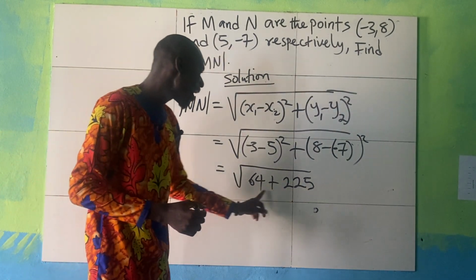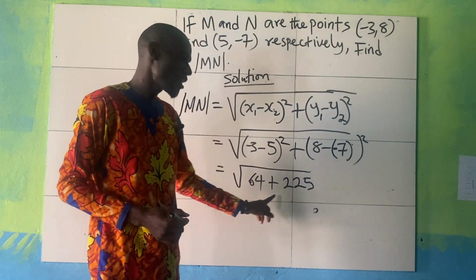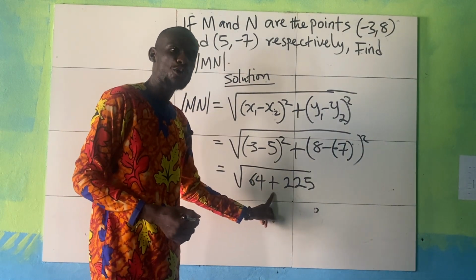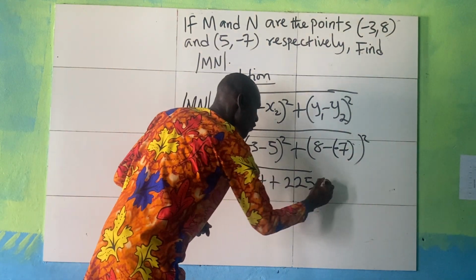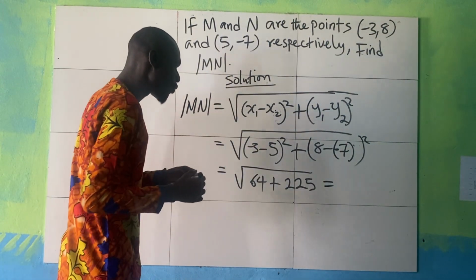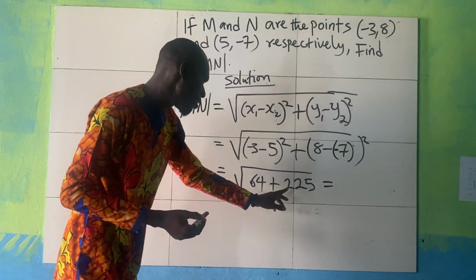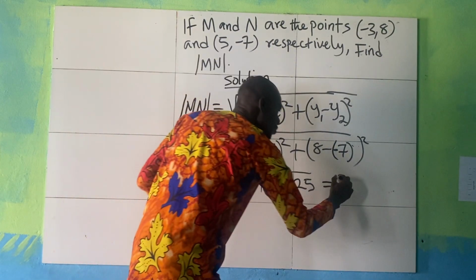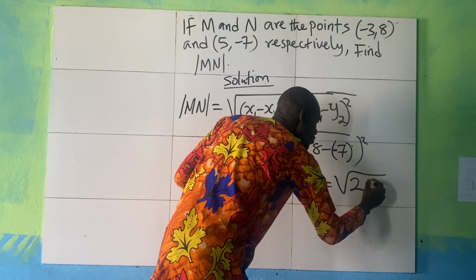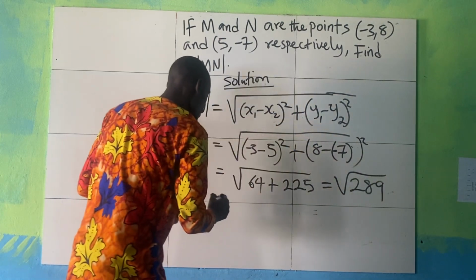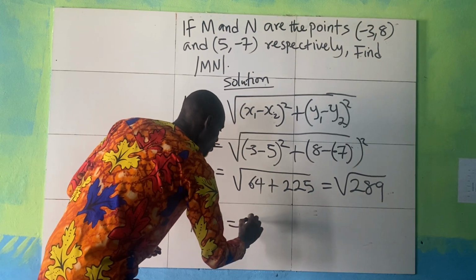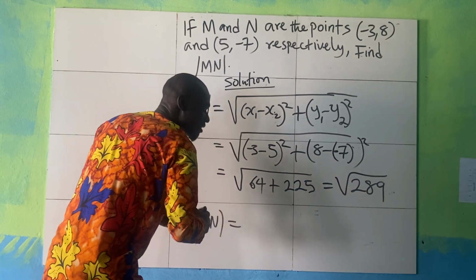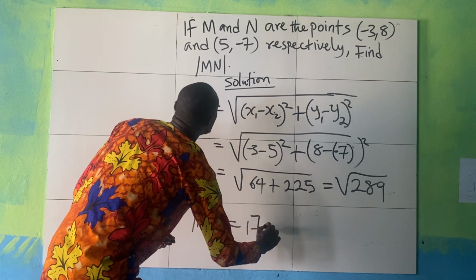Okay, now if we are to add these two numbers together, 64 plus 225, what will be the answer? We are going to get 289. So the square root of 289 will give us what? Will give us 17. So therefore, our answer is 17.